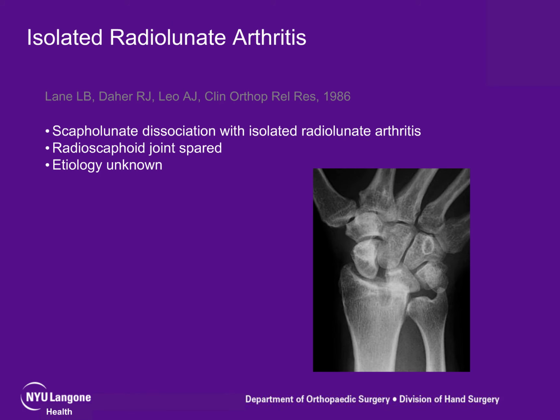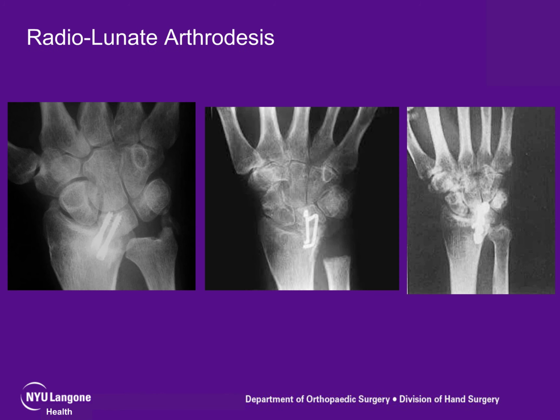And then there's this entity, which I mentioned early on, which is seen in the setting of scapholunate dissociation, but for some reason, instead of the radioscaphoid joint being affected, the arthritis is isolated to the radiolunate joint, and the etiology is unknown. This was reported by Lou Lane and his group back in 1986, but this is an arthritis pattern that lends itself very well to a radiolunate fusion.